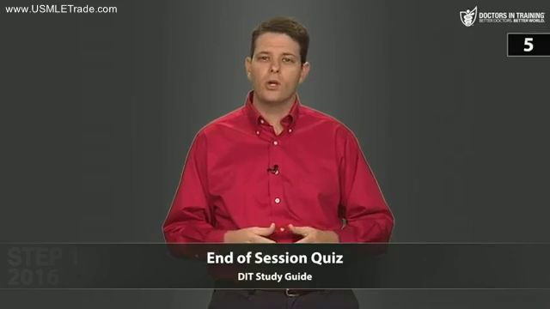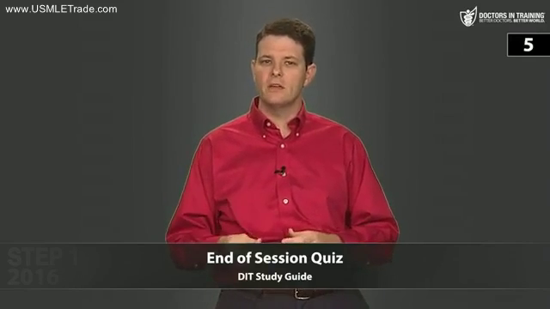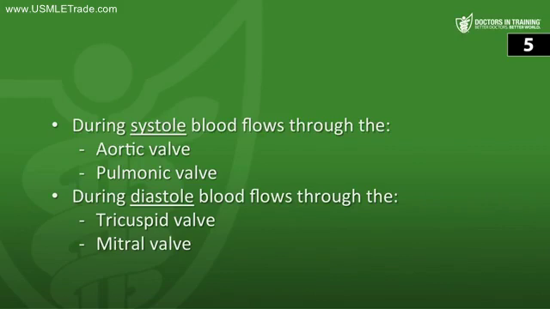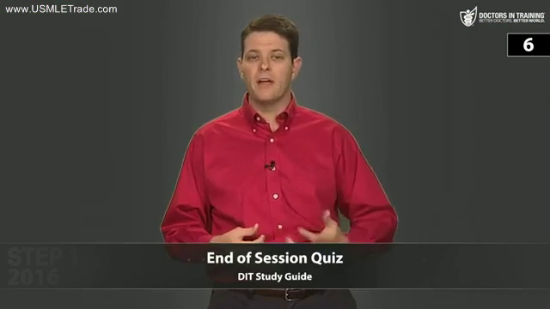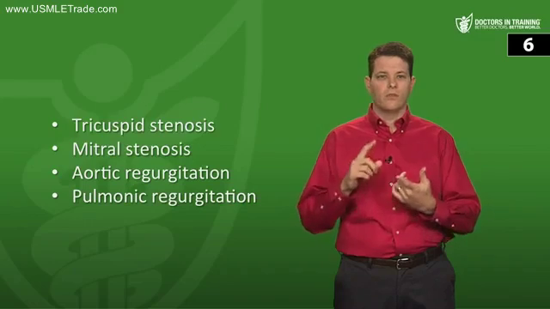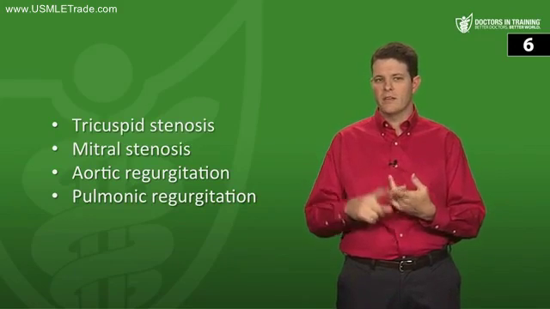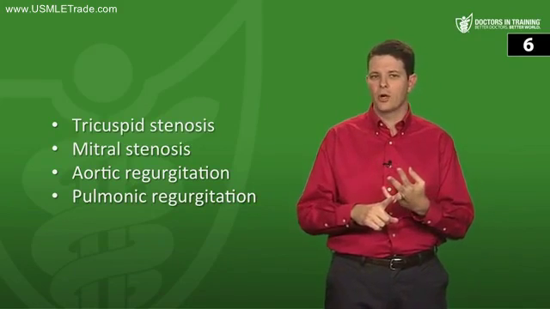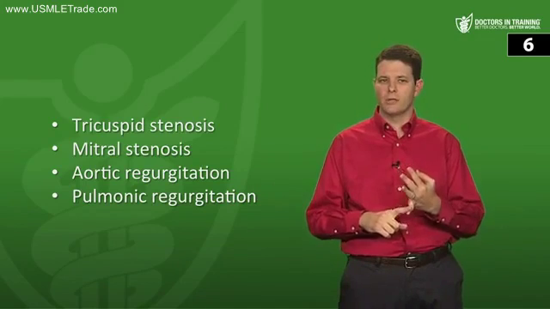First question, which heart valve should blood be flowing through during systole? So during systole, blood should be flowing through the aortic valve and the pulmonic valve. And then during diastole, it's the tricuspid valve and the mitral valve. Next, what are the diastolic murmurs? So there's tricuspid stenosis, which we didn't discuss, mitral stenosis, aortic regurgitation, and pulmonic regurgitation.